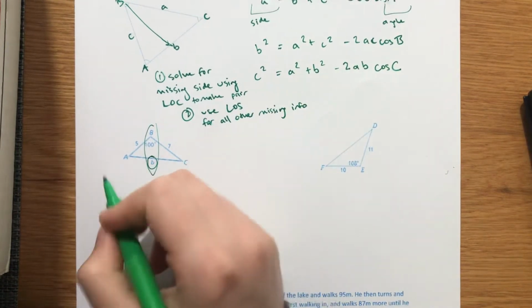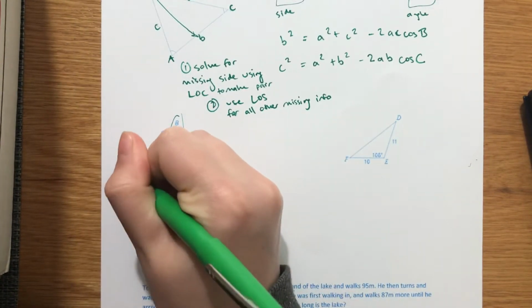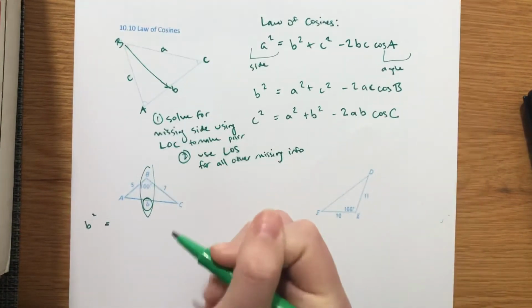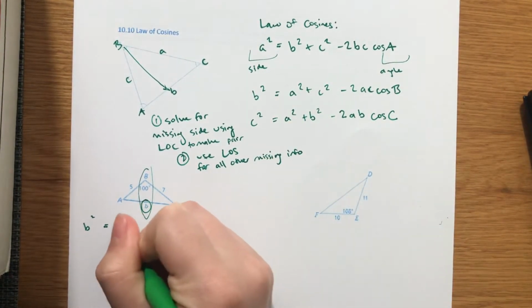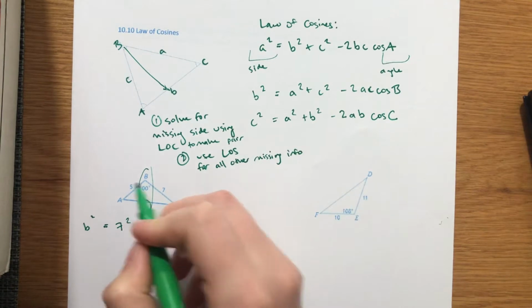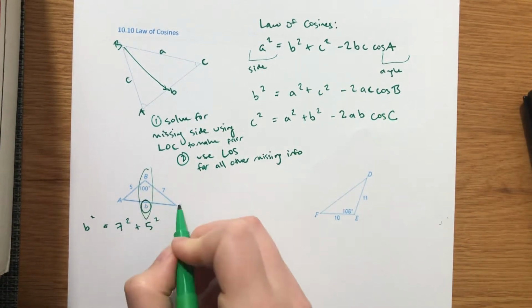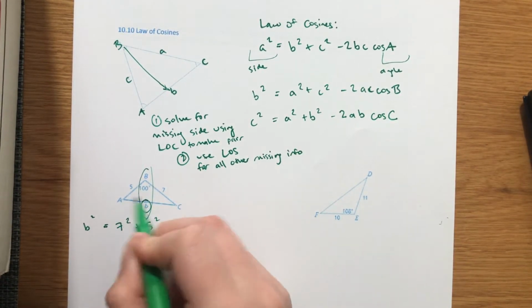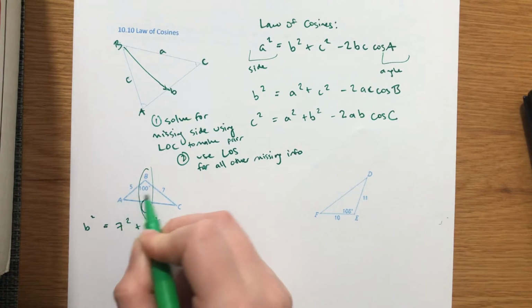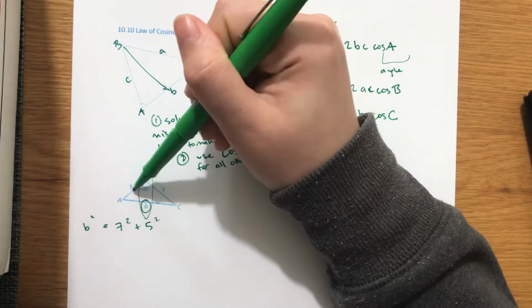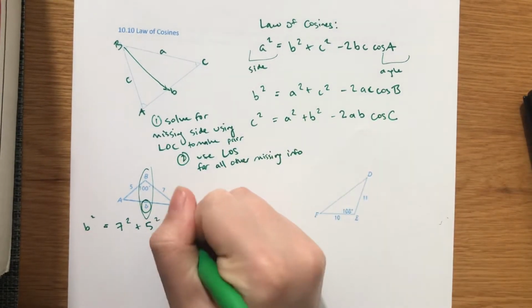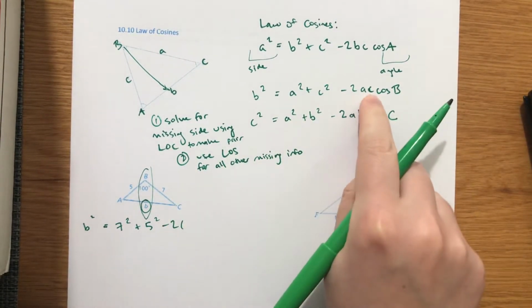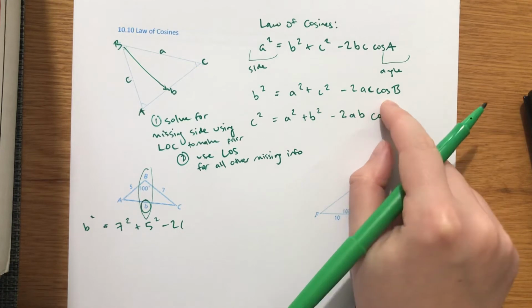So let's plug in because we don't know B. So B squared equals A squared. A is 7, plus C squared, which is 5. Remember, I know that because it's across from each other. So side A is 7 because it's across from the angle name. Side C is 5 because that's across from the angle name. Minus 2 times A times C times cosine of the angle B.